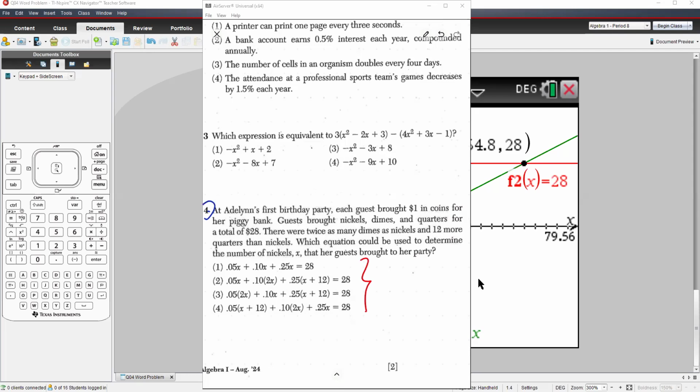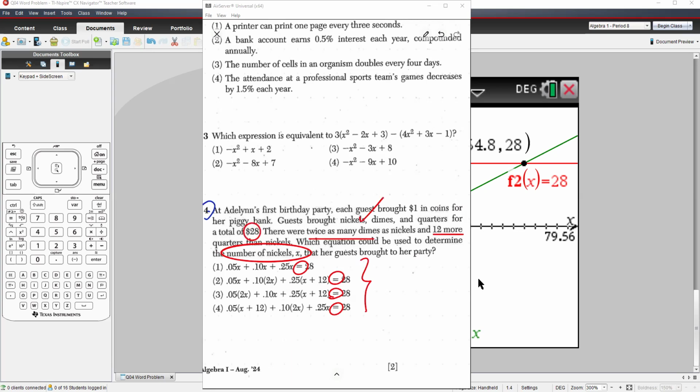one of the things that I want students to understand, even if you're not sure how to come up with the word problem or which one is the answer, is that each one of these answer choices has an equation, which means we can solve for x, and x stands for the number of nickels. And once we know the number of nickels, then maybe we can figure out what the rest of the money is going to be, because there's going to be twice as many dimes as nickels, 12 more quarters than nickels, and we know that the total is supposed to be $28.